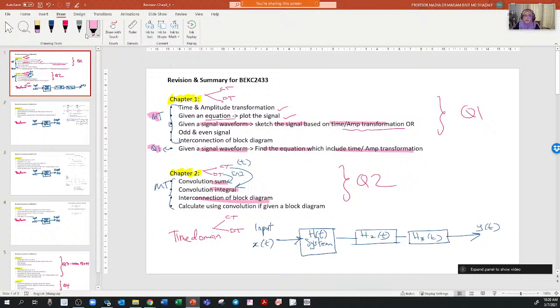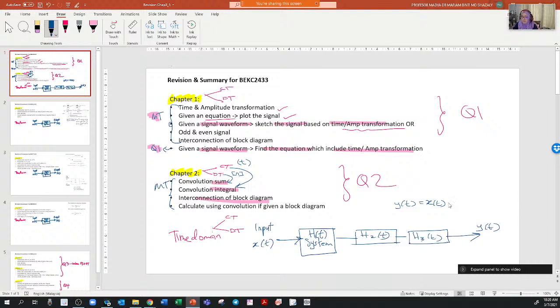Okay, and when you have something like this, you see that chapter 1 is question 1 in the final exam, and chapter 2 is question 2. So if it is question 2 and you have something like this, then you know that you need to write the equation for y(t). For this case you have x(t). Remember you have x(t) also here in the front. It's also a signal. It doesn't mean that it's just a step signal. Maybe it's a complex signal.